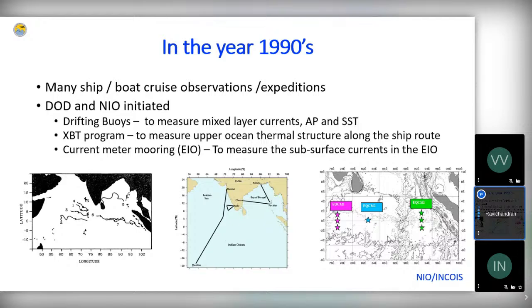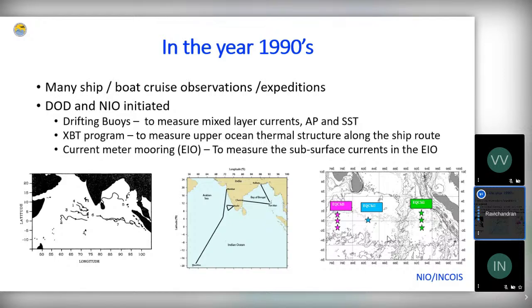The XBT program is the very first of its kind to measure the upper ocean thermal structure along the major shipping routes. Wherever there is a major shipping route, Mumbai to Mauritius, Chennai to Port Blair, Chennai to Singapore, or Calcutta to Port Blair, and Kavaratti, some technical persons will go there and deploy the XBT. This XBT will provide temperature up to 760 meters or so, so from the ship route you will get the thermal structure up to 700 to 800 meter depth.